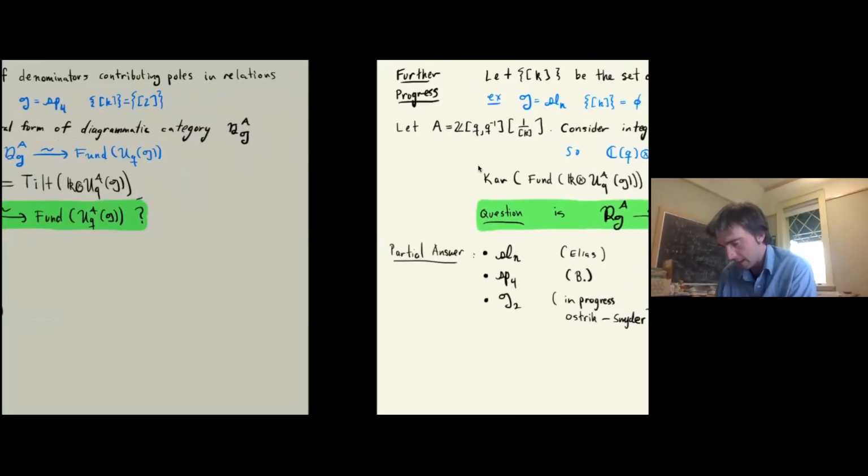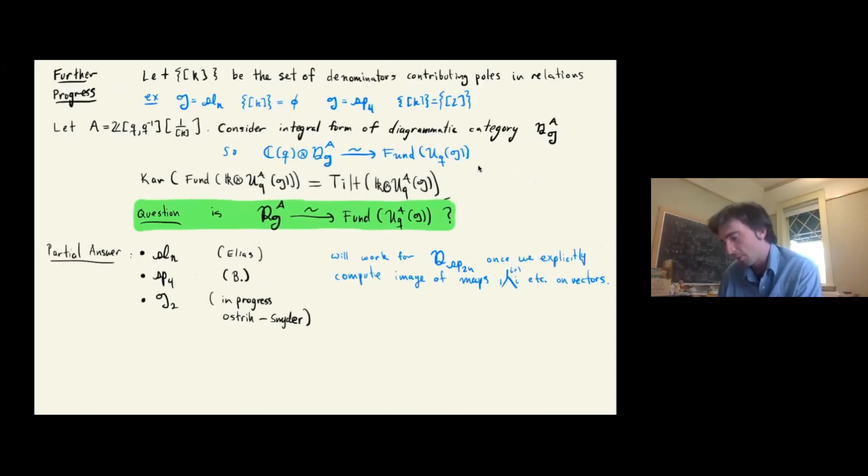Our expectation is that the same sort of thing will work for this integral version of our diagrammatic category for Sp2n, but we are still several steps away from that. In particular, we don't even know where these trivalent maps go in terms of representation theory. We just know that there is a functor. We don't really know how to construct it explicitly, and the ideas here really used an explicit description of this functor.